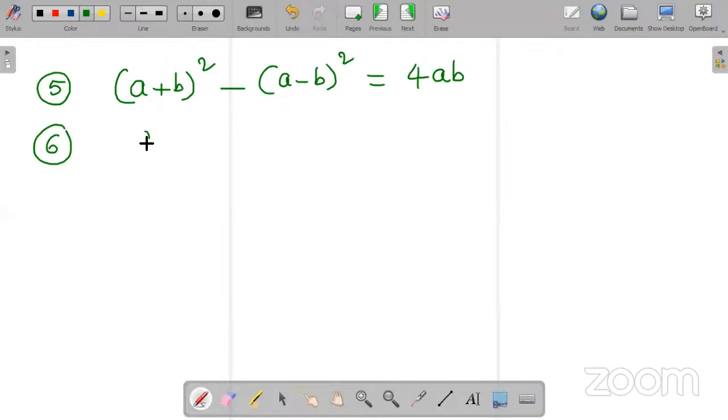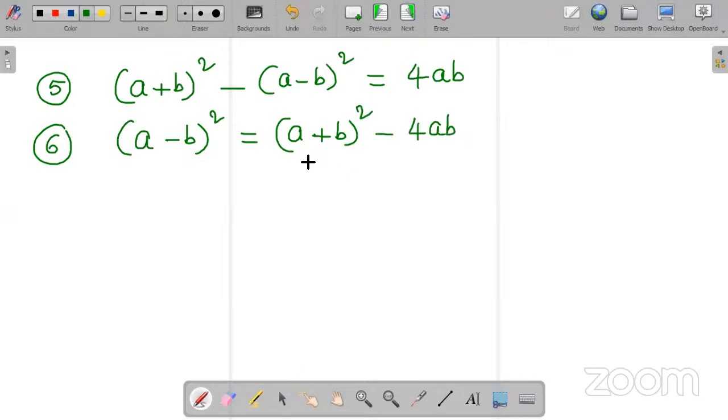Next, a minus b whole square is equal to, we can write a plus b whole square minus 4ab. So my dear students, sometimes you may be given a plus b as well as ab, and you are asked to find out a minus b. With the help of this formula, you can find.